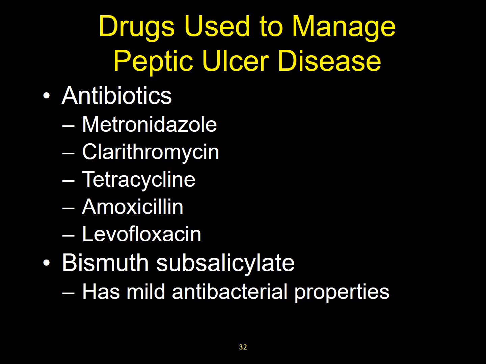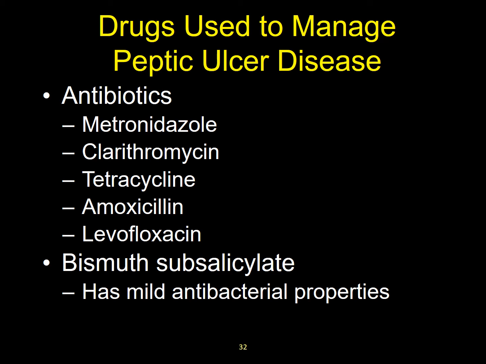The most common ones are listed here, and there are all different combinations of them. I mean, there are all sorts of commercial combinations put together, but it's usually some assembly of metronidazole, which you might know as Flagyl, clarithromycin, which you might know as Biaxin, tetracycline, which you'll know as tetracycline, and amoxicillin, which you'll know as amoxicillin, or maybe Amoxil.